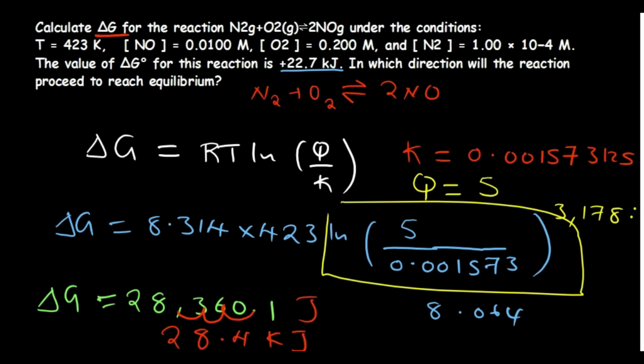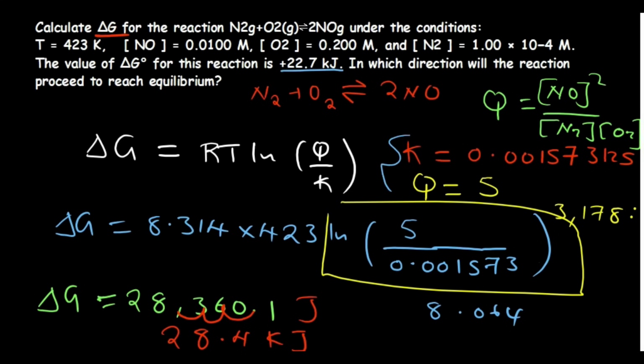Now the last part asks in which direction the reaction will proceed to reach equilibrium. That's the part that focuses on Q and K. We understand that the value of Q depends on the products raised to the stoichiometric coefficients divided by the reactants raised to the stoichiometric coefficients. If we compare Q and K, K is clearly less than Q, so Q is bigger. If we are to establish equilibrium, only Q can change.